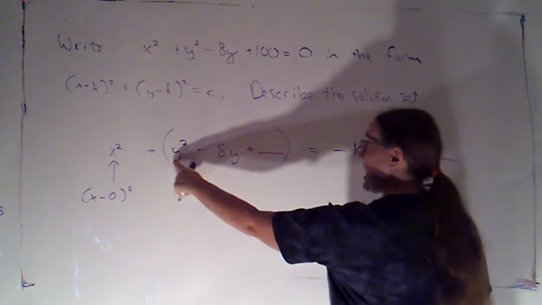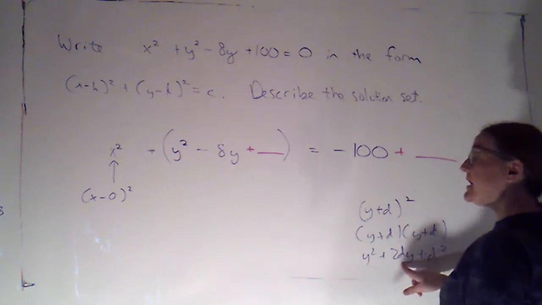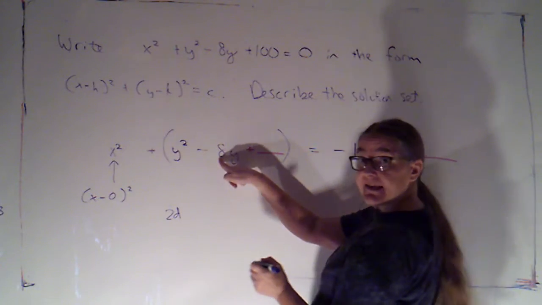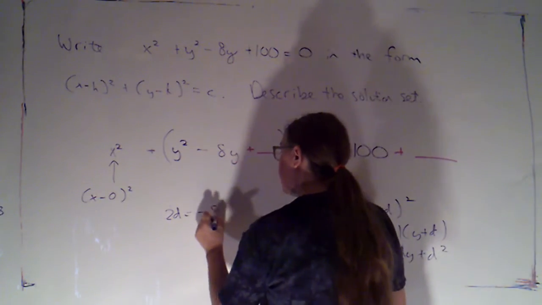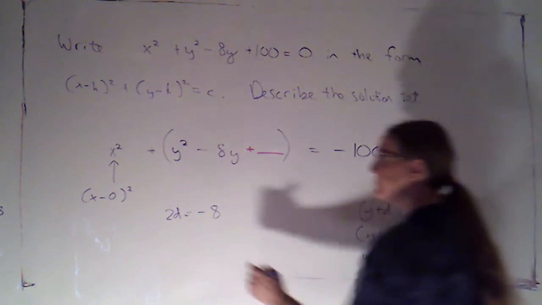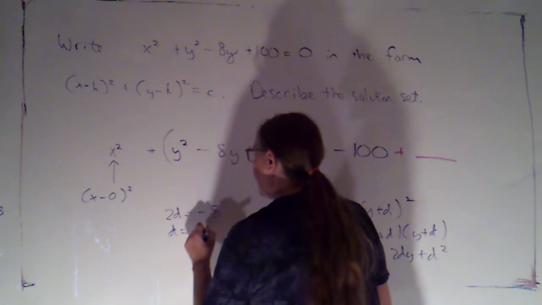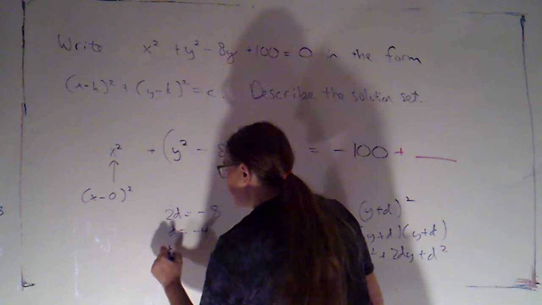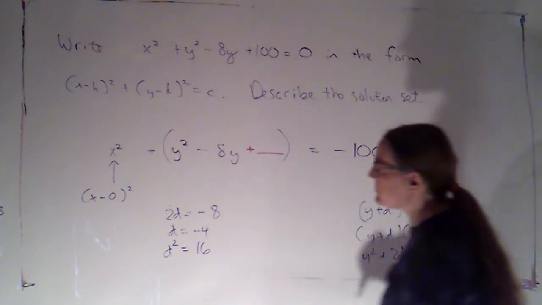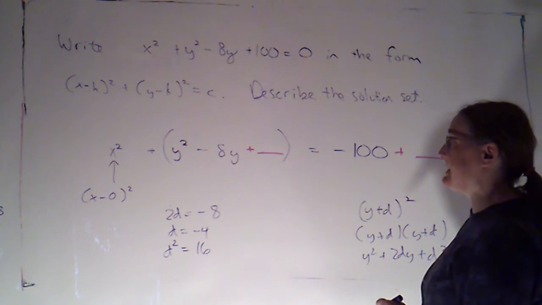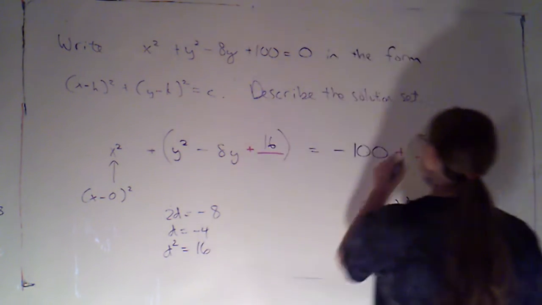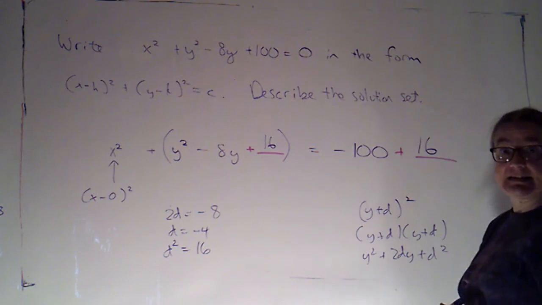Okay, so let's see. I have one copy of y squared. The number of y's I want is 2d. The number of y's that I have is negative 8. Remember that sign is considered part of the number. That's going to make d equal negative 4. That's going to make d squared equal positive 16. Okay. So I'm going to add a 16 here, and I'm going to add a 16 here.